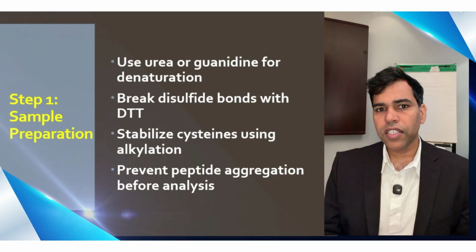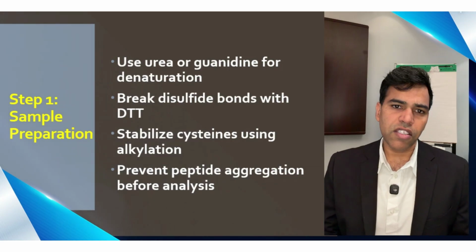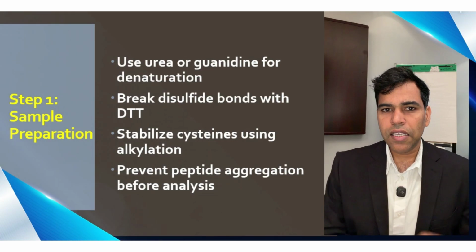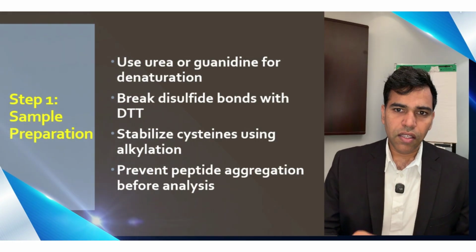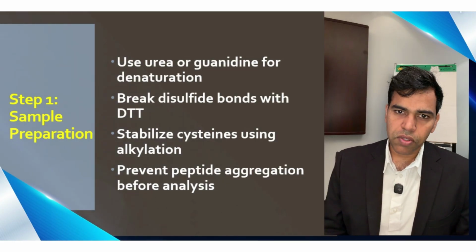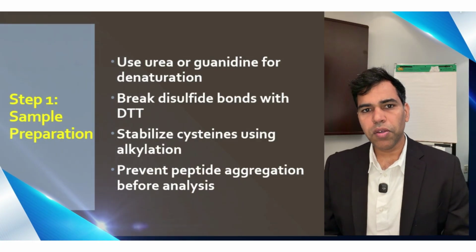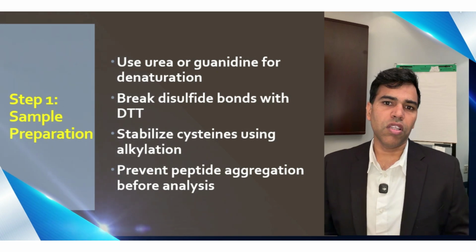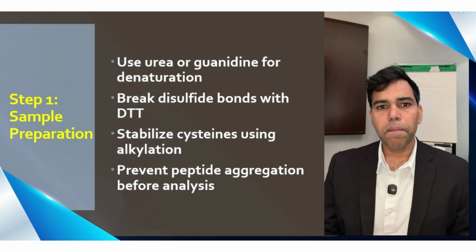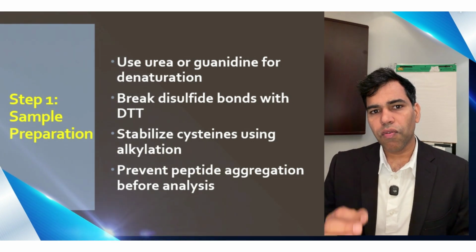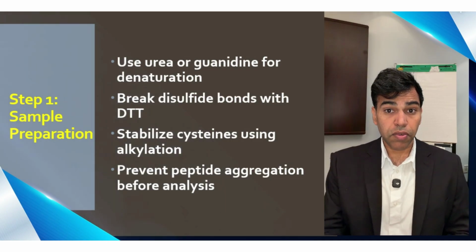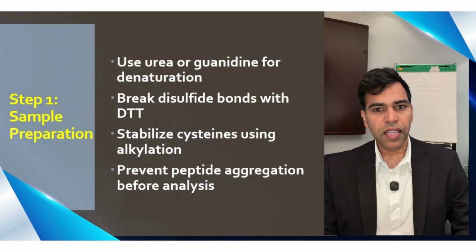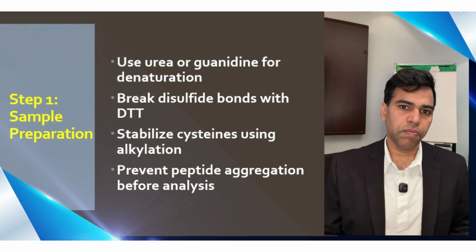Urea or guanidine hydrochloride for denaturation, DTT to reduce disulfide bonds, alkylation to stabilize cysteines. These aren't novel steps, but concentrations and timing matter more with lipidated peptides than with most other biologics. Incomplete denaturation doesn't always produce a failed run. Sometimes it produces a result that looks acceptable and is wrong. That's the more dangerous outcome.